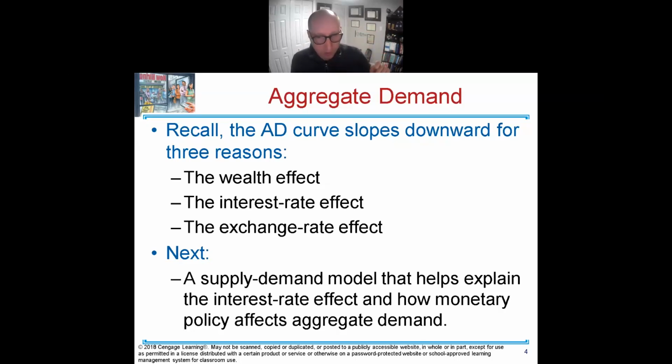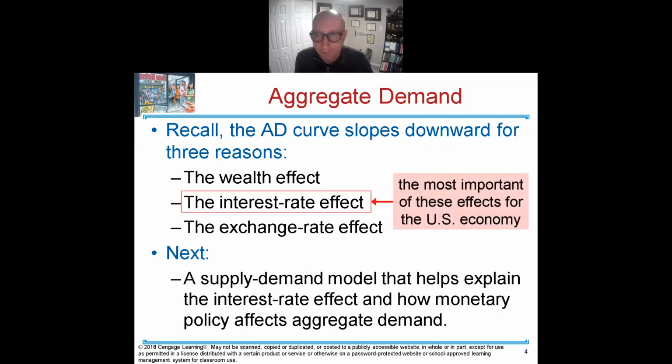The monetary and fiscal policies impact the aggregate demand because of the interest rate. As you know, government has a direct impact on the interest rate. That's why it's a very important aspect of aggregate demand. When interest rates are higher, it typically slows down gross domestic product.